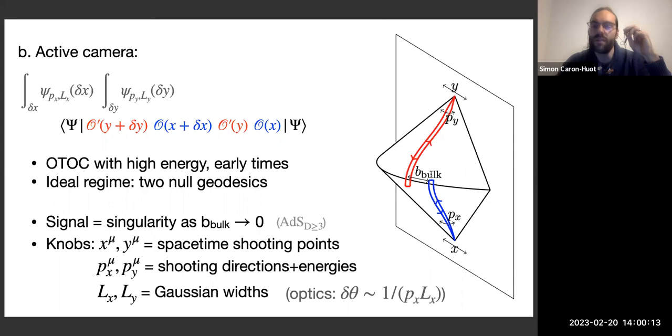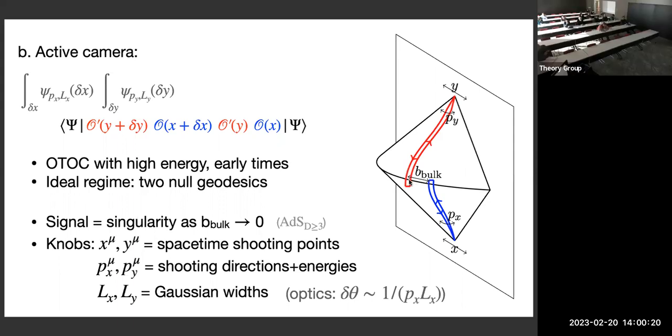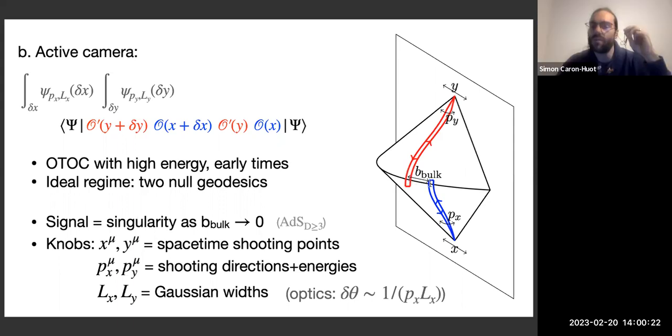by tuning these parameters, you can get a sharp image, meaning a singularity that's very sharp as you approach this bulk impact parameter going to 0. Very sharp singularity as a function of angles. Okay, so that's a signal we'll be looking for. It's important that the bulk has at least 3 space-time dimensions, otherwise there's no impact parameter.